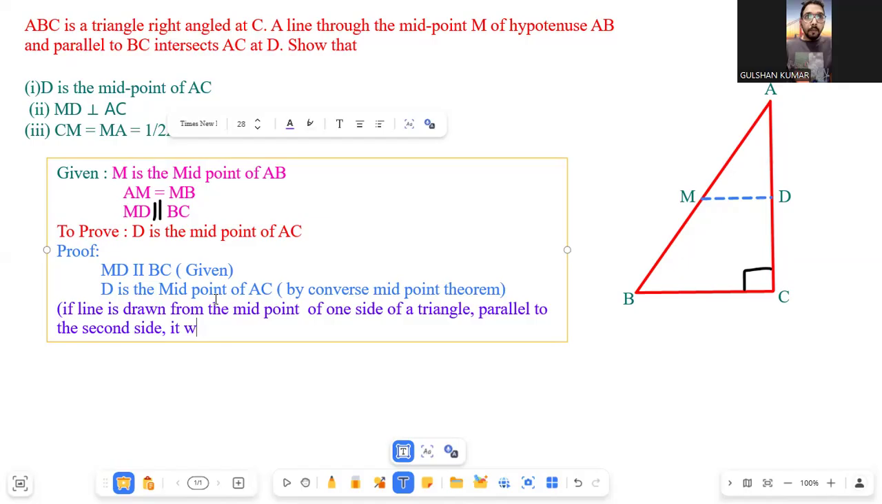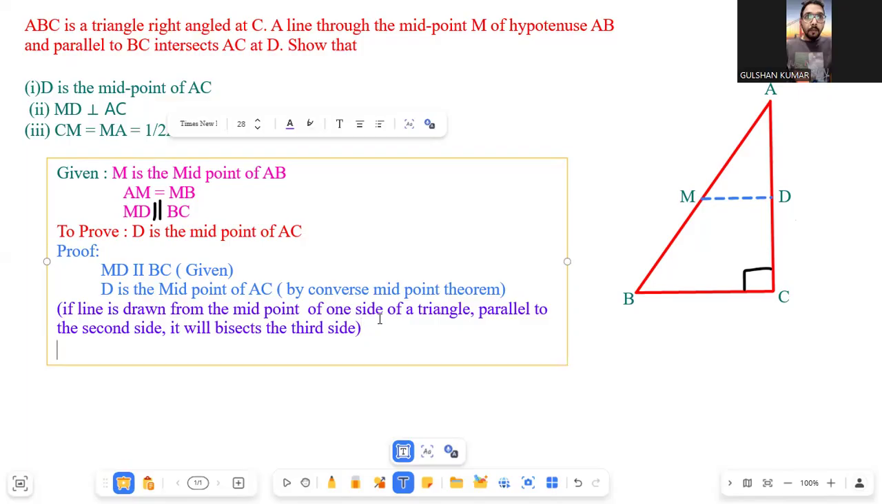Okay, sorry, it bisects the third side. What we have is that if a line is drawn from the midpoint of one side, that is AB, which has a midpoint at M, to the second side AC of a triangle, and MD and BC are parallel to each other, then it bisects the third side. The third side is AC. Clear?